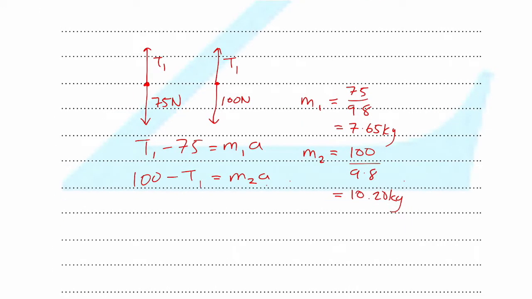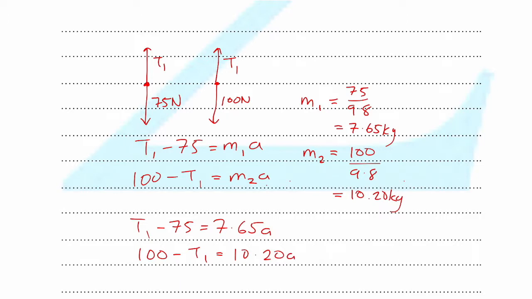Okay, so now I've basically got everything that I need to solve my equations. I just have A left as an unknown. Let's plug in the masses which we just figured out. So we've got T1 minus 75 is equal to 7.65A, and we've got 100 minus T1 is equal to 10.20 times A.